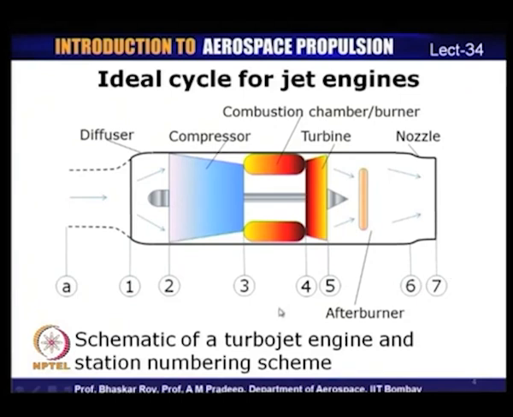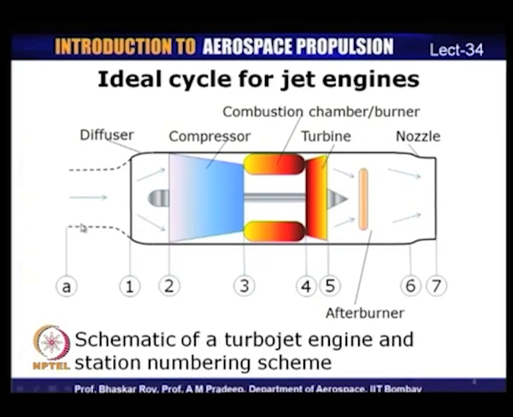So, air as it passes through these different components will experience changes in its pressure and temperature, and those pressures and temperatures are denoted by some of these subscripts. Suppose, for example, we write the stagnation temperature as T03, that denotes the stagnation temperature at the compressor exit or combustion chamber inlet, and T04 denotes stagnation temperature at the turbine entry or the combustion chamber outlet, and so on.